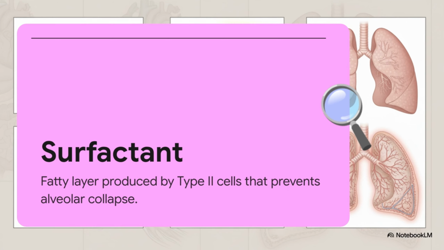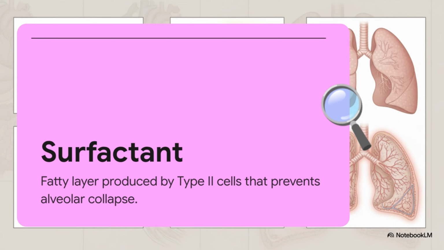Now remember those thin type 1 cells we talked about earlier. They're built for gas exchange. But a completely different cell type, the type 2 alveolar epithelial cell, is the one responsible for churning out this surfactant. These type 2 cells really start developing at the end of the 6th month of prenatal life.